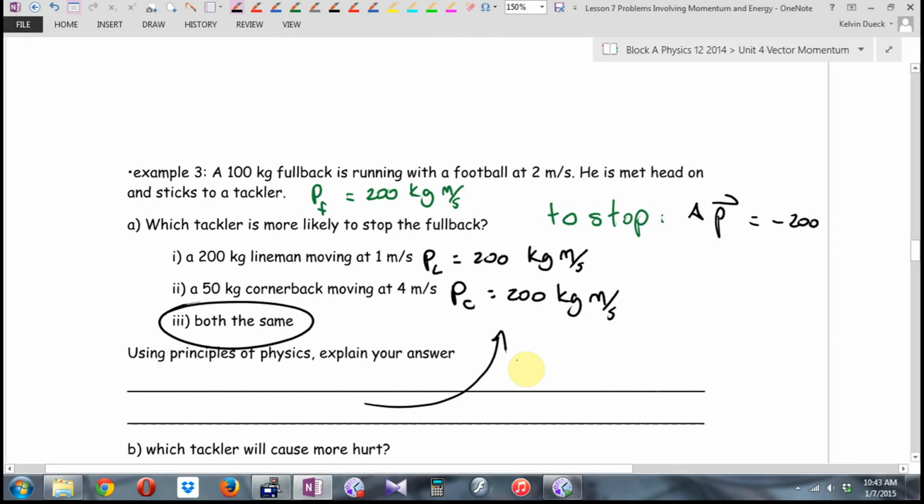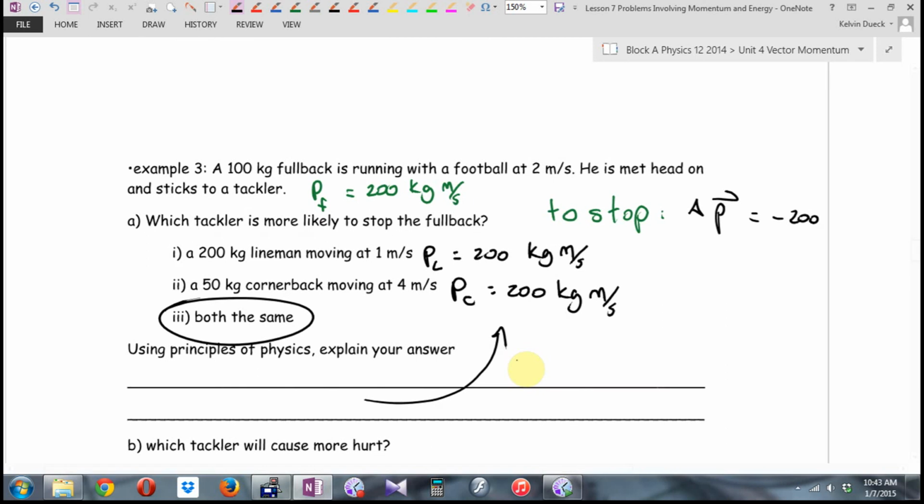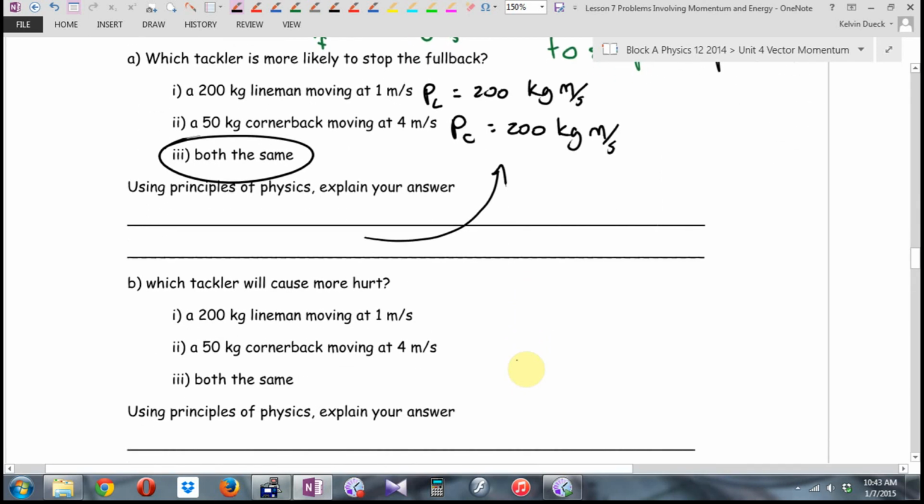So here's my next question, my follow-up. Which tackler will cause more hurt? You watch football? What are the biggest hits? What are the biggest tackles? What are the most spectacular hits delivered by? Big, fat, slow linemen?